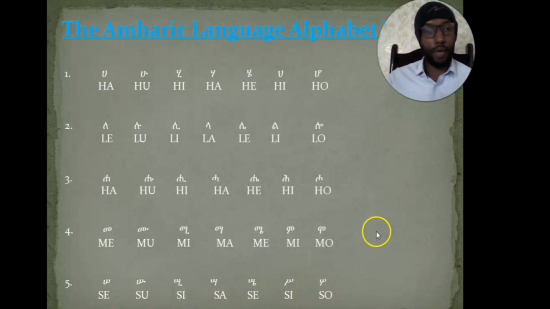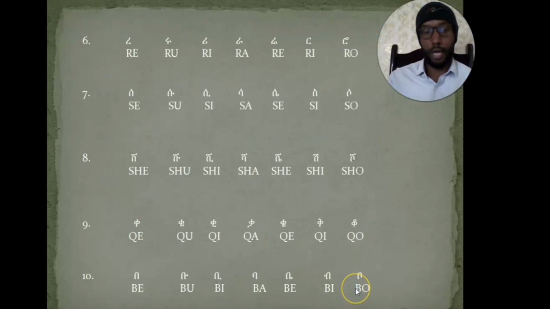So until now we have seen 5 Amharic alphabets, and we have said that in the Amharic language there are 34 Amharic alphabets. So we'll see the next one, the sixth one.